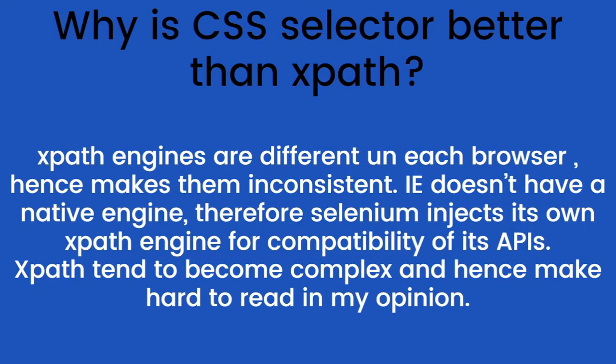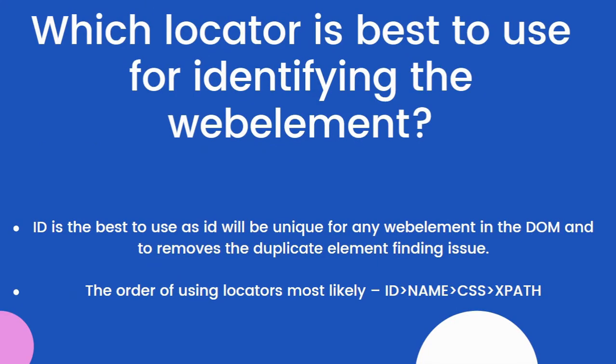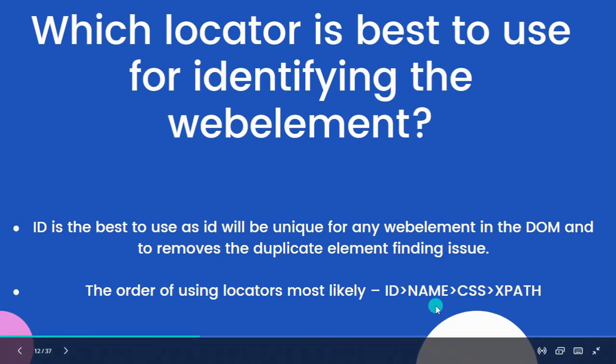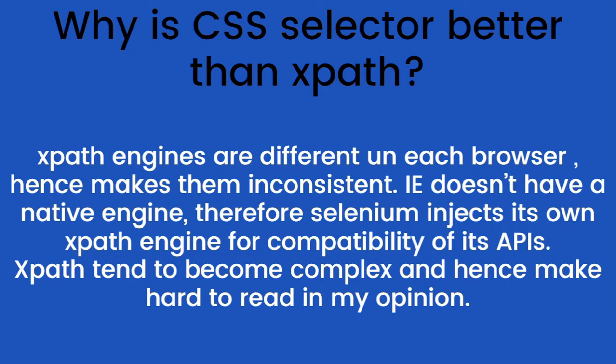The next one is, why is the CSS selector better than the xpath? In the previous question we have seen the order is ID, then name, then CSS selector, and then the xpath. So why do we have to prefer the CSS selector over the xpath?